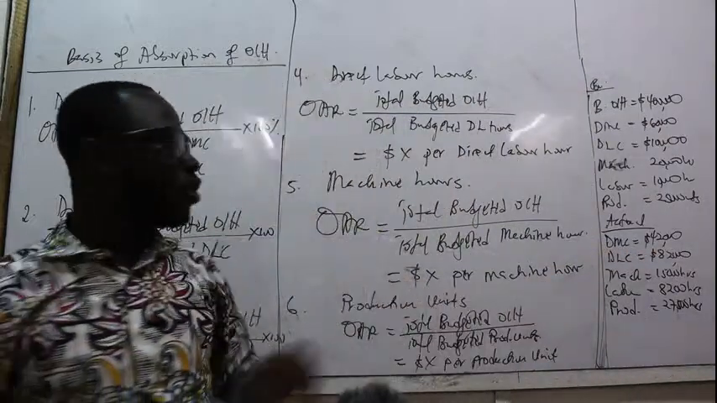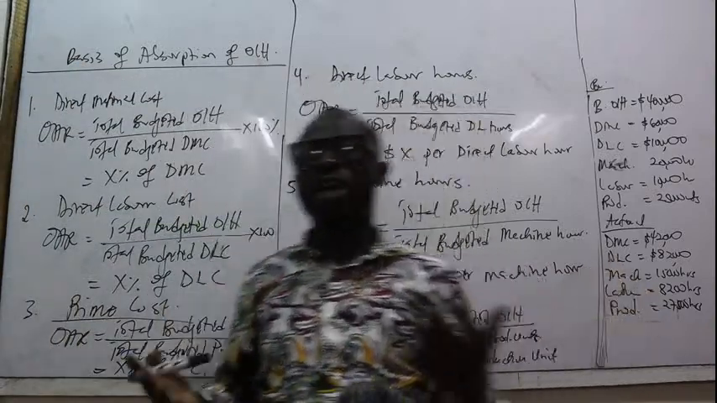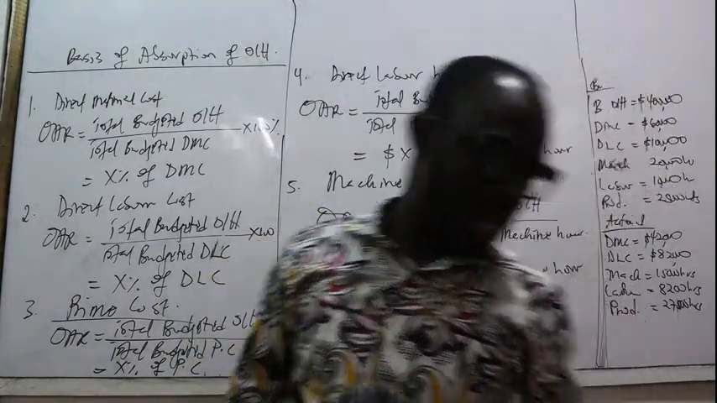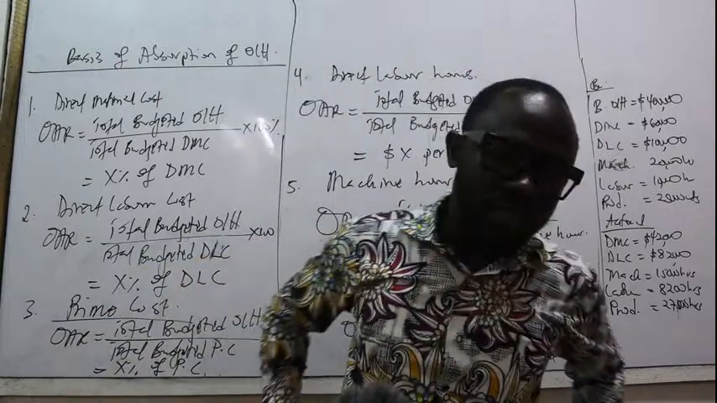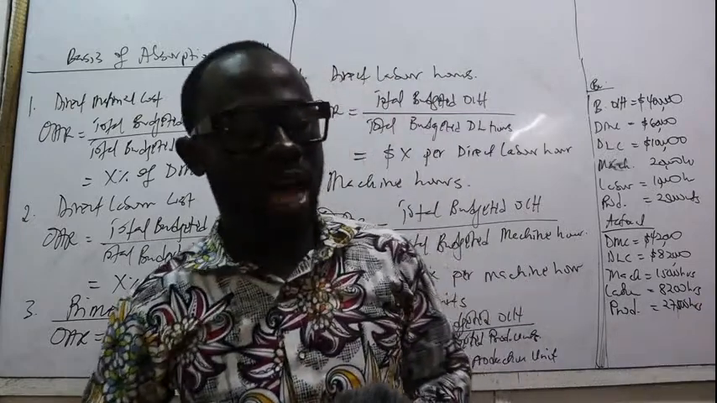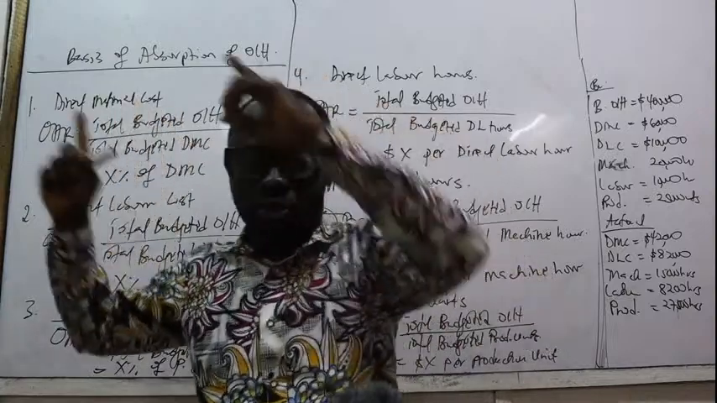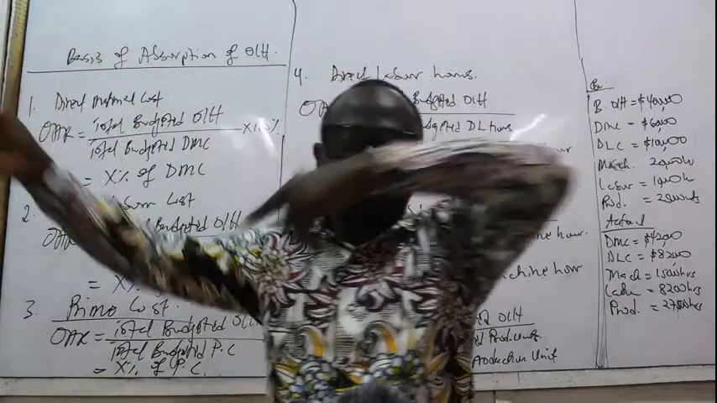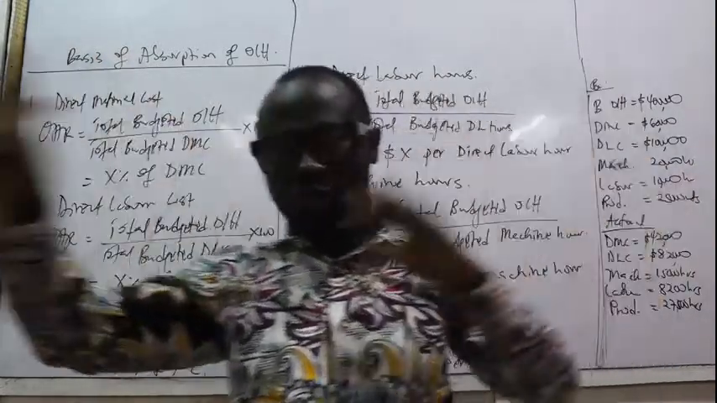Okay, so these are the basis of absorption of overheads. Now, the final thing that you need to understand is the issue about blanket absorption rates and then departmental absorption rates. Now, the word blanket means what? One thing used to cover maybe 2 people sleeping on a bed, right? So one thing will apply to everybody, but departmental overhead rates will be specific to each department.